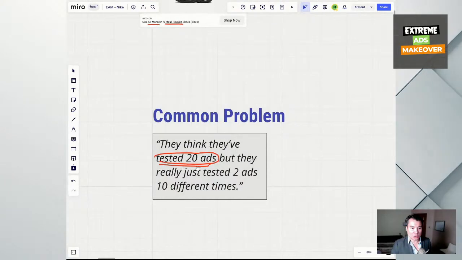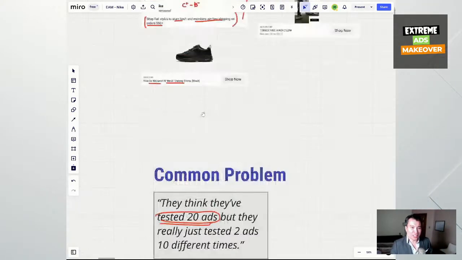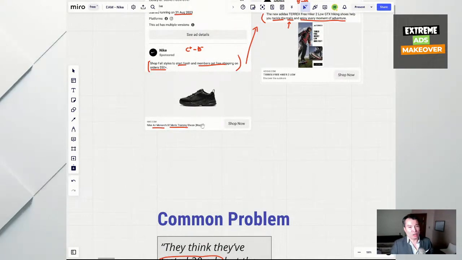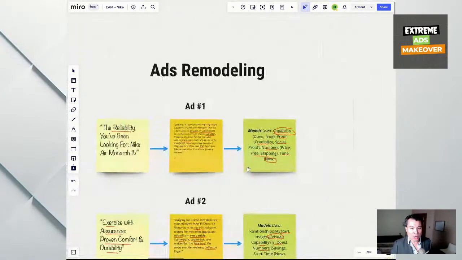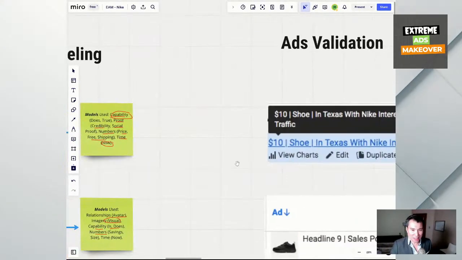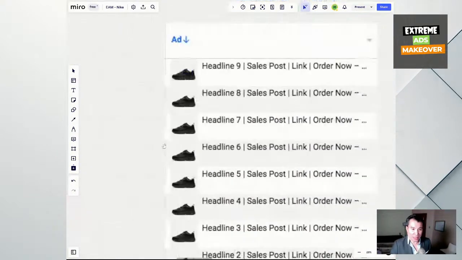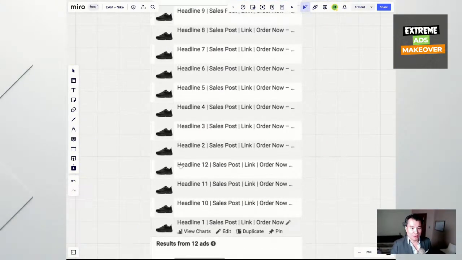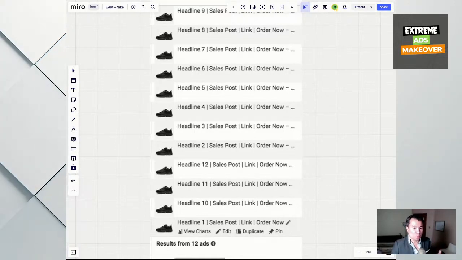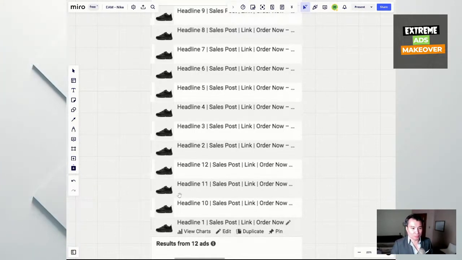They think they test 20 ads, but they really just had 2 ads 10 different times. In this case, they only have 1 ad, but 20 different times. But for me, after going through the ad makeover, you have 12 ads. And we can create 20 different ads if you want, right? I can do 20 ads. And that's where you have diversity, you have data, and you can see which ad performs better than the others.